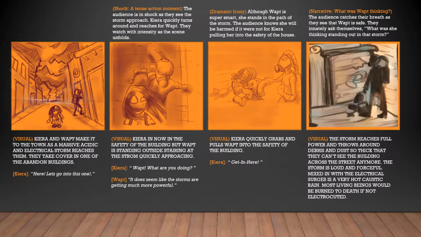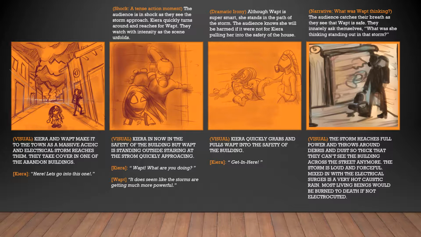With this scene, we establish shock, a tense action moment. The audience is in shock as they see the storm approach. Kira quickly turns around and reaches for Wap. They watch with intensity as the scene unfolds.